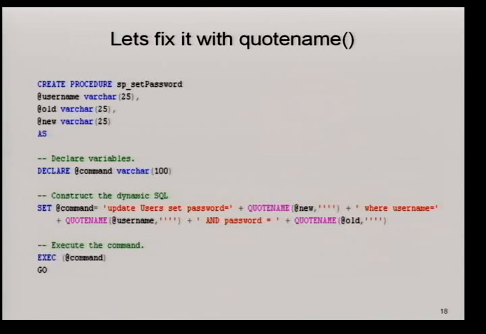Let's fix it using the QUOTENAME function. Update users, set password equals to QUOTENAME of password, because QUOTENAME is going to add the beginning and ending delimiters, and it's going to replace all the occurrences of single quotes with 2 single quotes, where username equals to QUOTENAME of username, and password equals to QUOTENAME of password. So now we have mitigated first order SQL injection issues in this code.